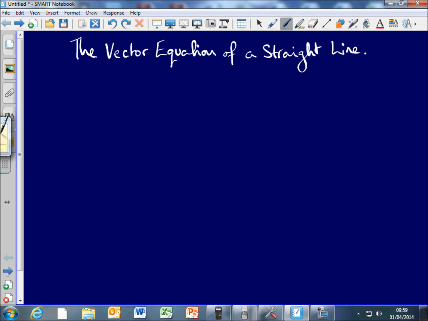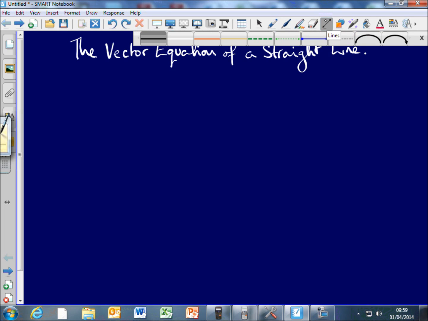So at this point you should be used to using a Cartesian equation for a straight line, using y equals mx plus c to find the position of a point on a line. The idea is similar. We want to write down a vector equation that will tell us the position vector of a point on a line.